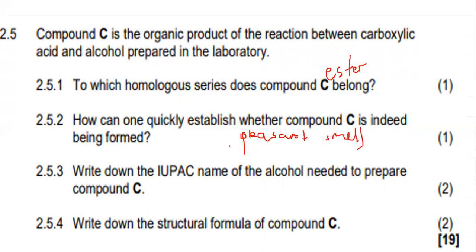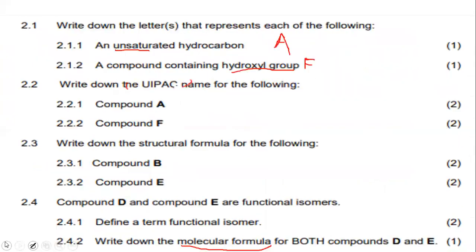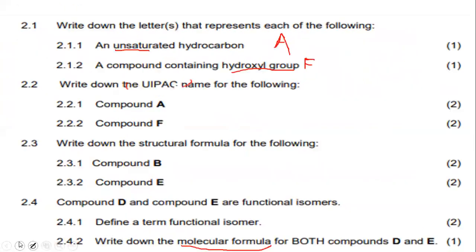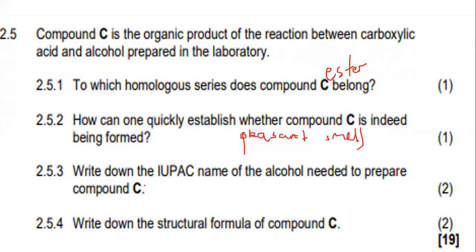Okay. Write down the IUPAC name of the alcohol used to prepare C. So if they want us to give the alcohol used, there is an alcohol. This part represents the alcohol. So it's methyl, therefore the alcohol will be methanol. If it's methyl, the alcohol will be methanol.